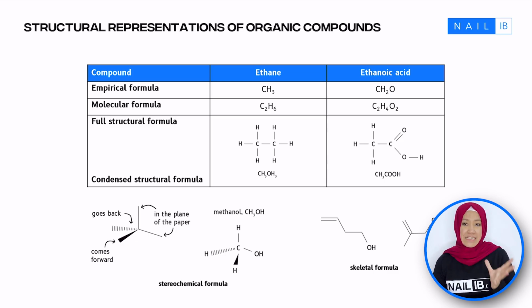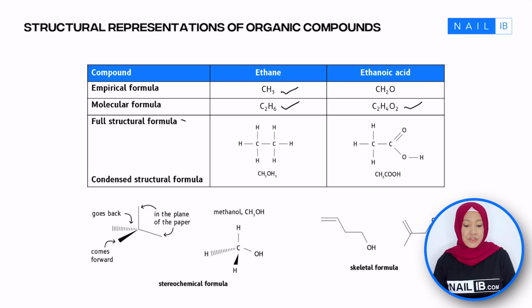Molecular formula is the actual number of atoms of a molecule, and the empirical formula is the formula that shows the simplest number of atoms from the molecular formula. For example, ethane, C2H6. When divided by 2, it will give CH3 as the simplest ratio between carbon and hydrogen atoms. And for ethanoic acid, we divide by 2, so this becomes CH2O, the simplest formula, which is the ratio between carbon, hydrogen, and oxygen.